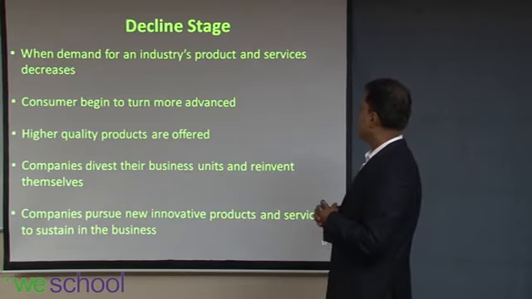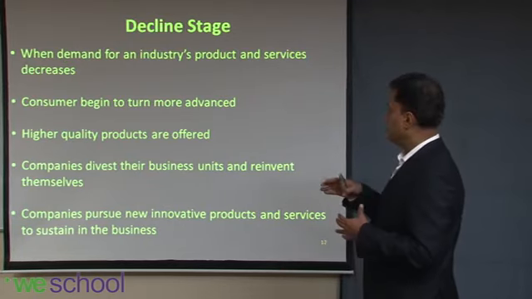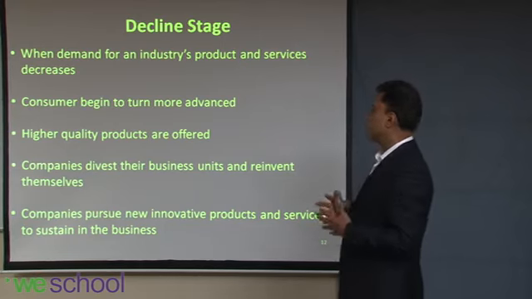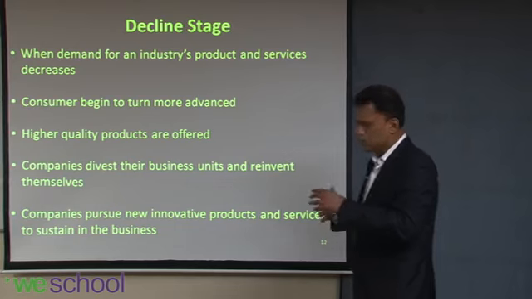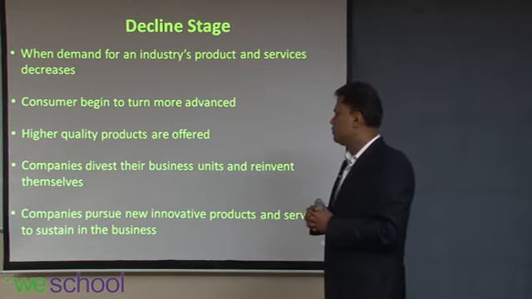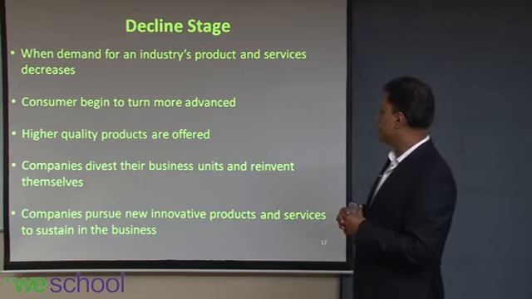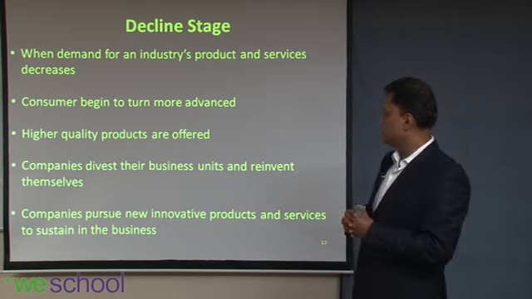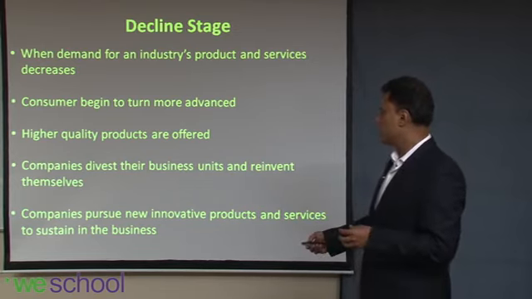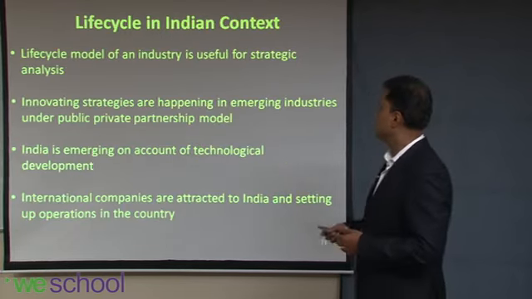When demand for an industry's product or service decreases, that is the decline stage, and customers begin to turn more advanced. So the company is not able to meet the customer's requirement, because the customer requirement pattern has changed. Higher quality products are offered by competition. Companies divest their business units and reinvent themselves. Companies pursue new innovative products and services to sustain. This is a transformative kind of stage.